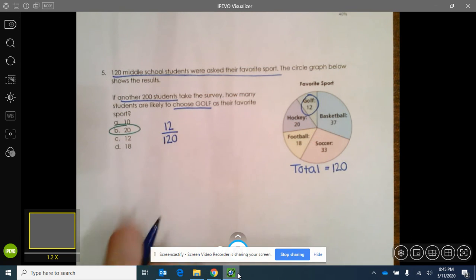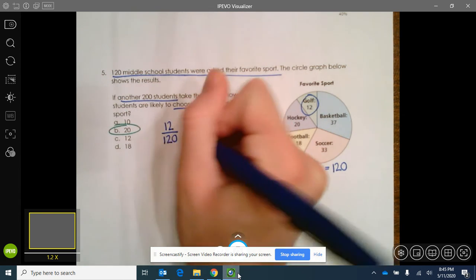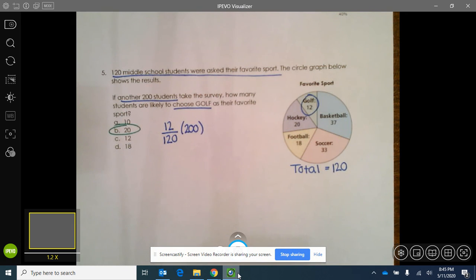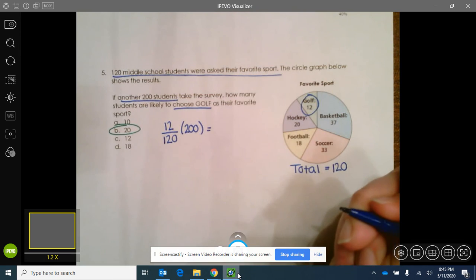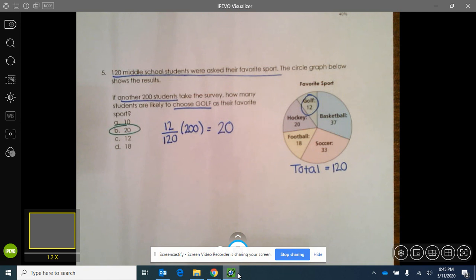So once I have that, all I'm going to do is take that fraction and multiply it by my new total. So this represents how many out of 120 chose golf. I'm going to multiply that by my new total of 200. So if you do that, go ahead and multiply those. You will get 20 students. So your answer to number 5 should have been letter B, 20.